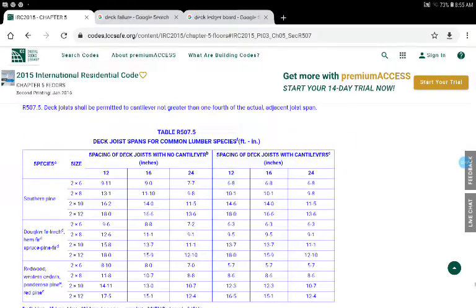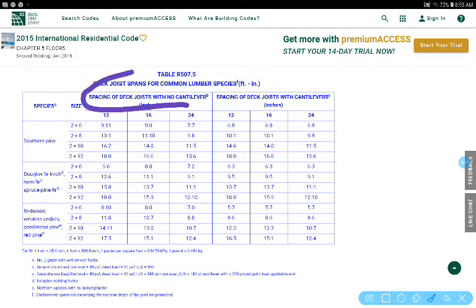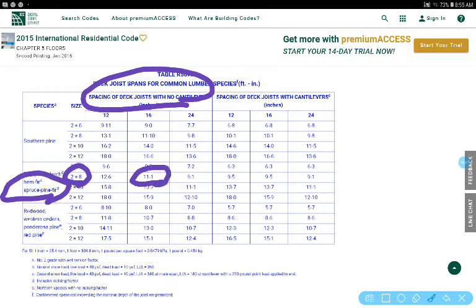Okay, so looking at this chart here, let's just say we have no cantilevers. We're using spruce, pine, fir, and we're using 2x8s. If I go 16" on centers, I'm allowed to span 11'1". So that's how that chart works. This is for floor joists.